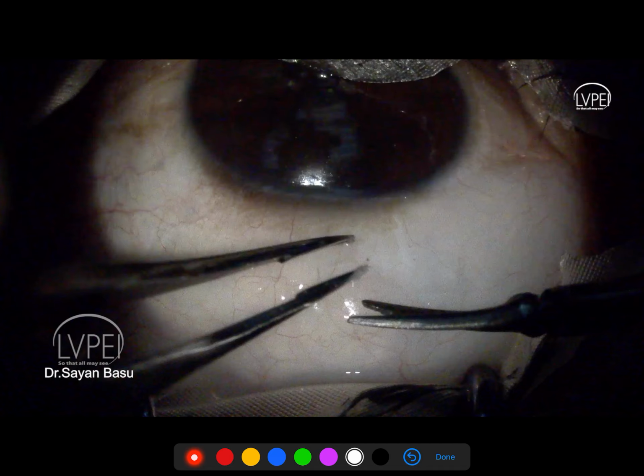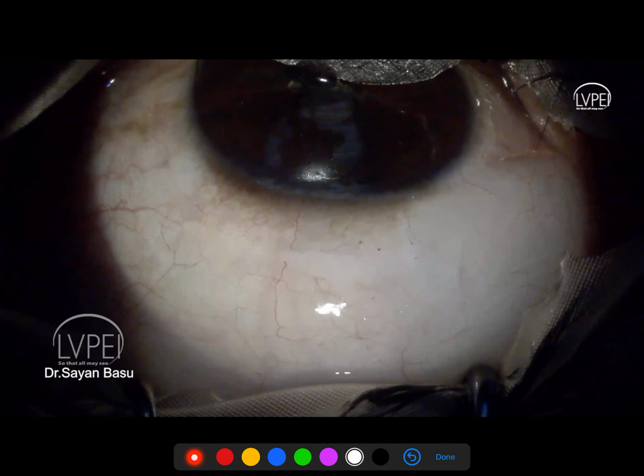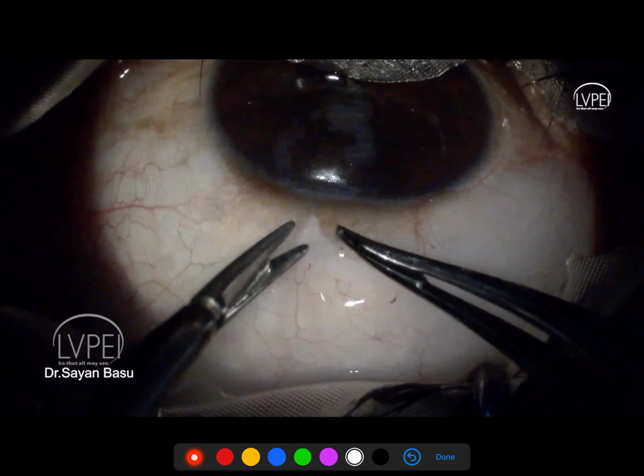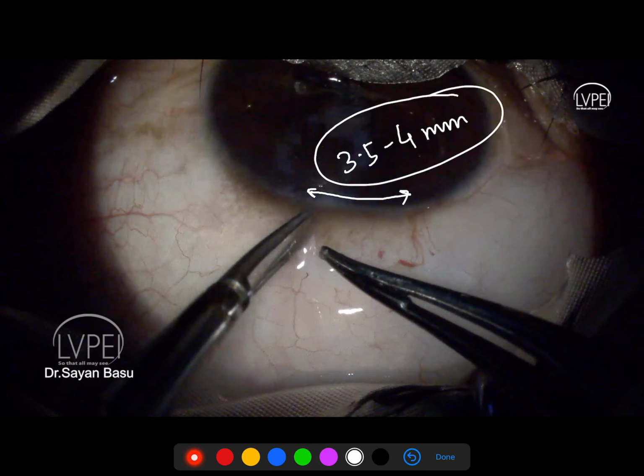All right. So we proceed with the dissection, and here I am dissecting between the conjunctiva and the Tenon's. If you pay attention, the extent of the dissection is only about 3.5 to 4 millimeters. So 3.5 to 4 millimeters is the measurement for about 1 clock hour of limbal tissue.